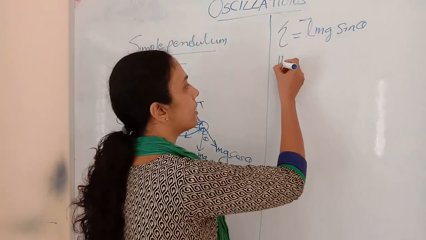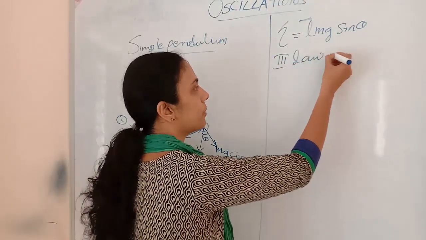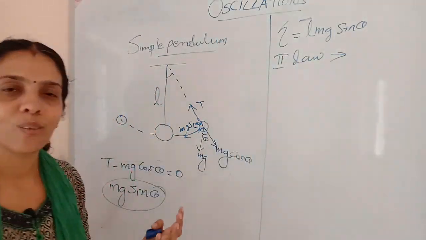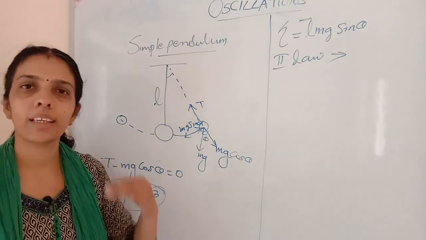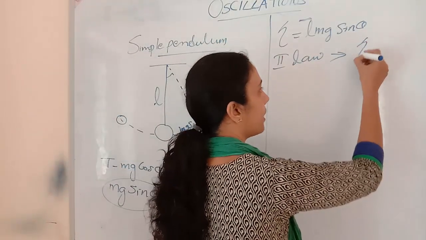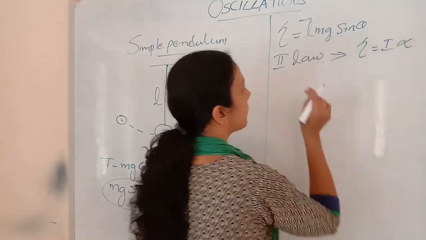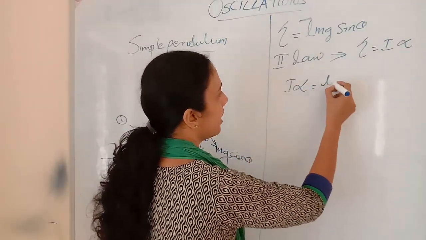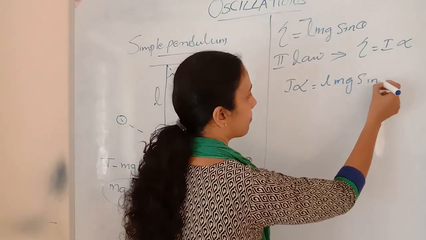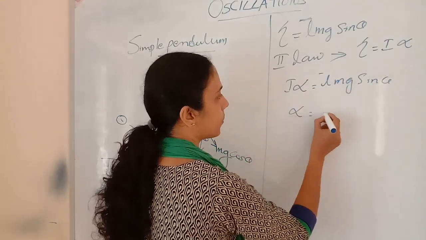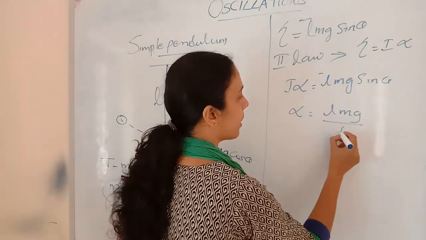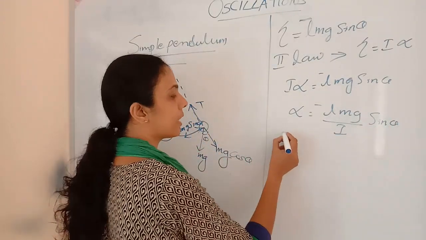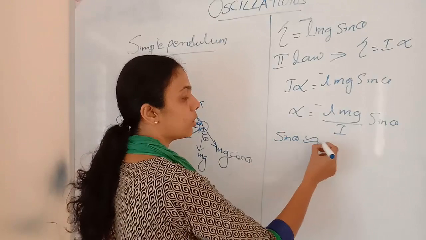Now, Newton's second law. In linear motion, using the second law we get F equals ma. In the case of rotational motion, we apply tau equals I alpha. Both are torque, so we can equate I alpha equals minus L mg sin theta, where the negative sign is there. So alpha equals minus L mg divided by I into sin theta. Since it is for small angles, we can consider sin theta as nearly equal to theta.